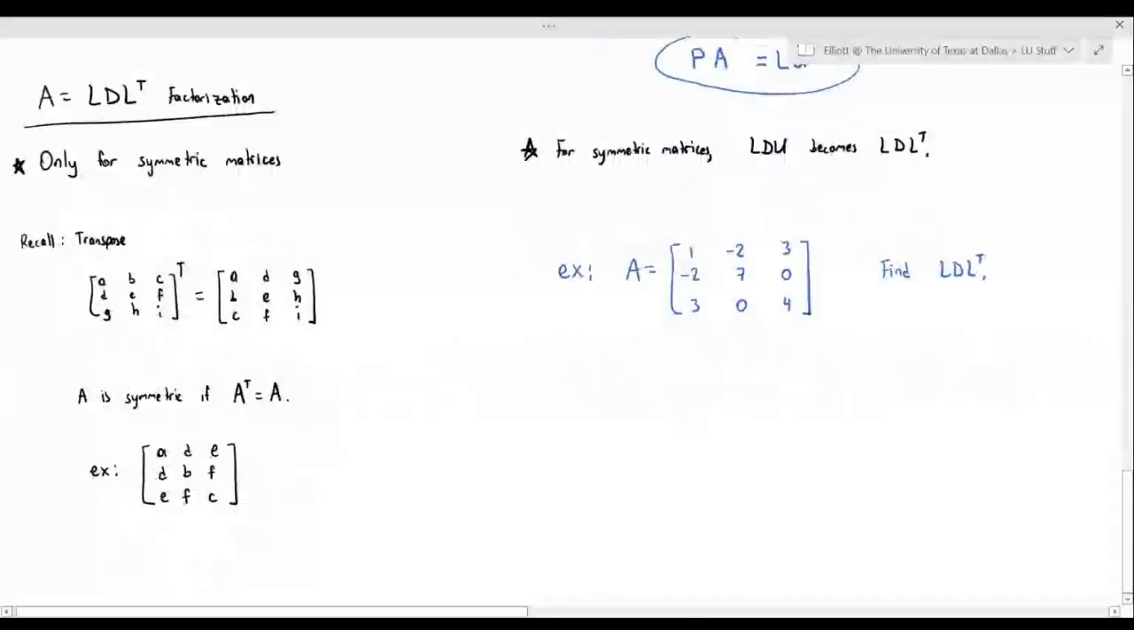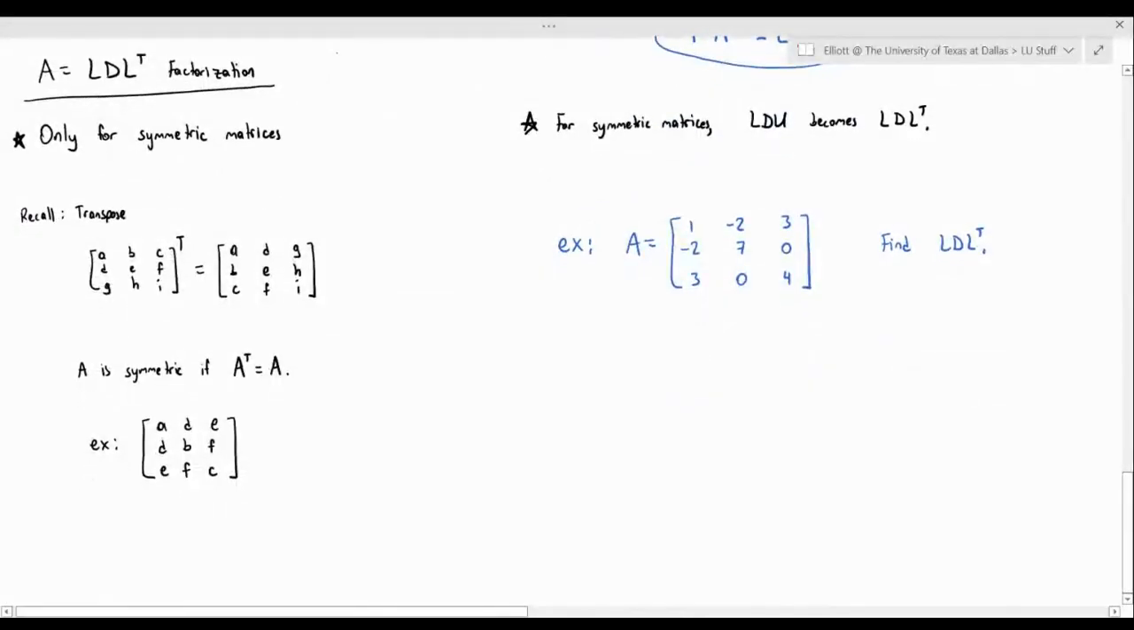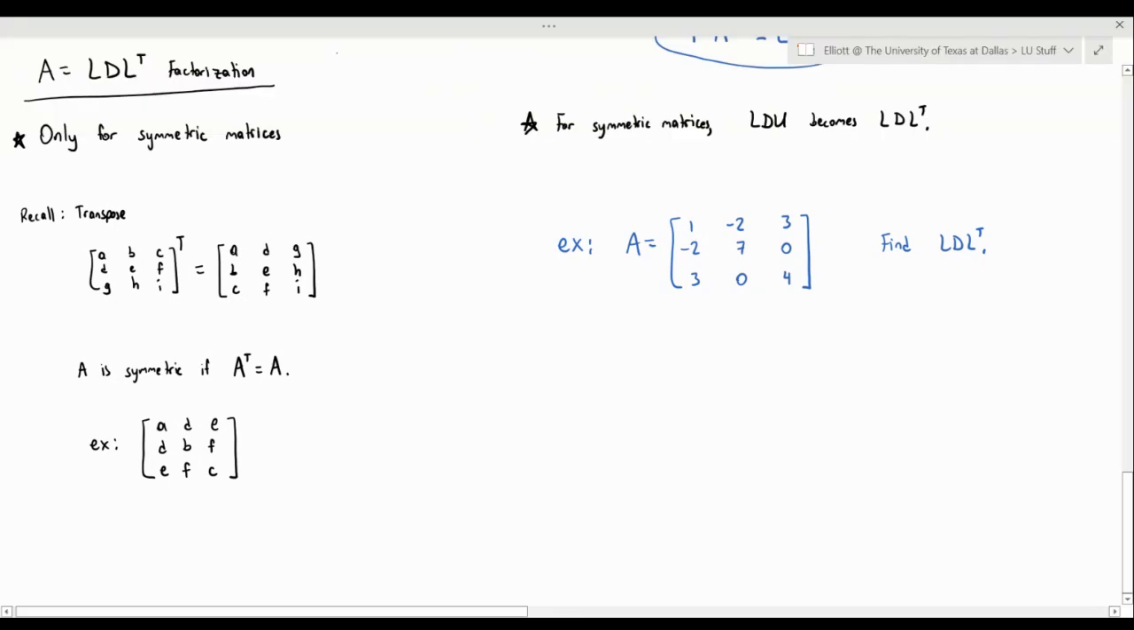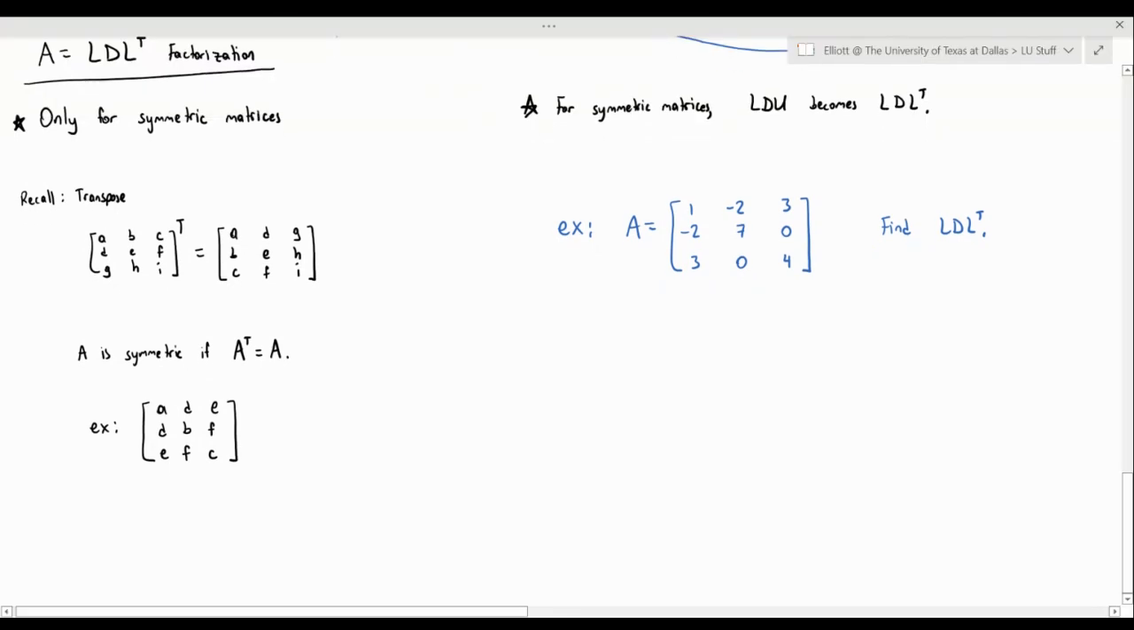And then I guess there's one more related notion, which is this LDL transpose factorization. The LDL transpose factorization is a factorization that only works for symmetric matrices.